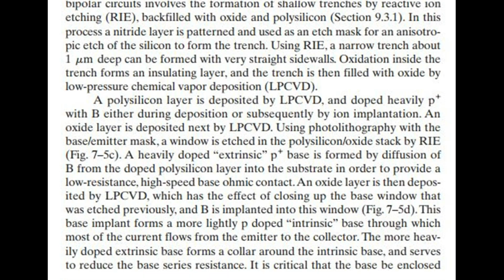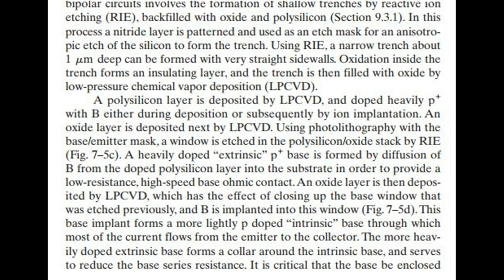A heavily doped extrinsic P+ base is formed by diffusion of B from the doped polysilicon layer into the substrate in order to provide a low resistance, high-speed base ohmic contact. An oxide layer is then deposited by LPCVD, which has the effect of closing up the base window that was etched previously, and B is implanted into this window, Fig 7.5d.